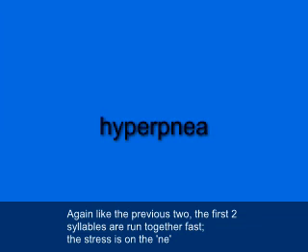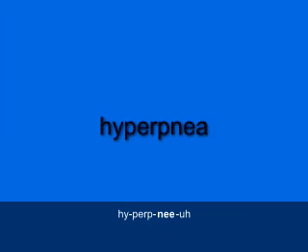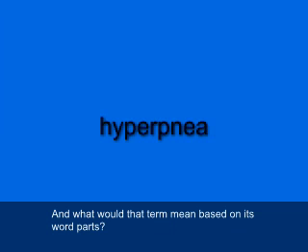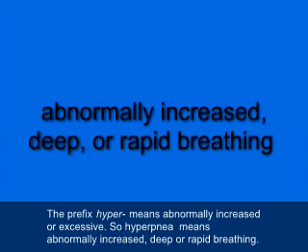Again, like the previous two, the first two syllables are run together fast. The stress is on the knee. Hyperpnea. And what would that term mean based on its word parts? The prefix hyper means abnormally increased or excessive. So hyperpnea means abnormally increased, deep, or rapid breathing.